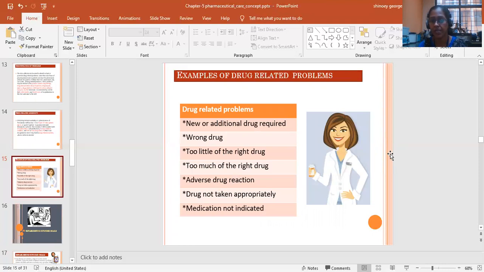So what are the different drug-related problems? Sometimes for a particular indication, a drug has not been added by the physician, so a new or additional drug is required. Sometimes for a particular indication, a wrong drug has been prescribed for the patient which he is allergic to or which can lead to drug interaction. Sometimes the dose won't be correct. Too little of the dose, too much of the dose of a particular drug can lead to problems. Patient has developed an adverse drug reaction due to the usage of a particular drug. Patient was not compliant and he was not taking the drug properly. And sometimes for any kind of indication, the drug itself has not been indicated.